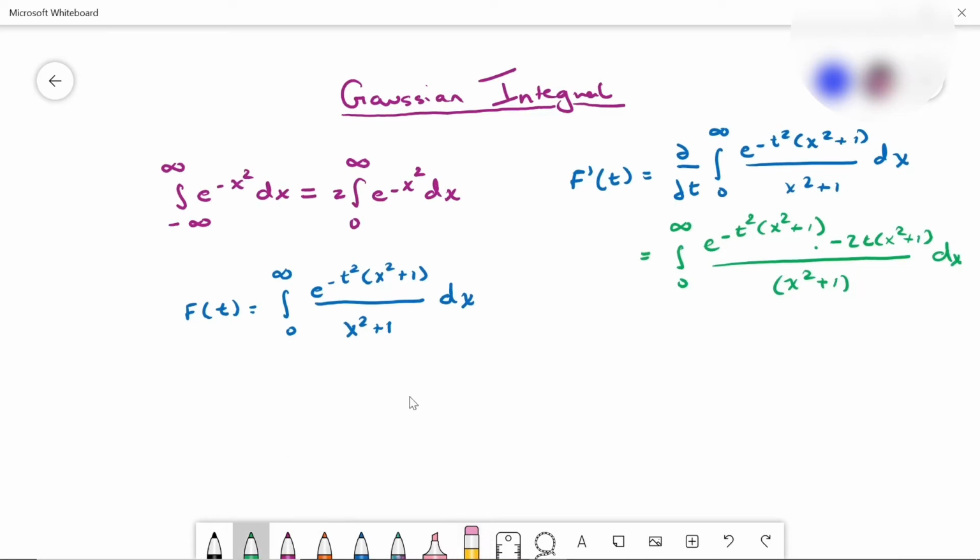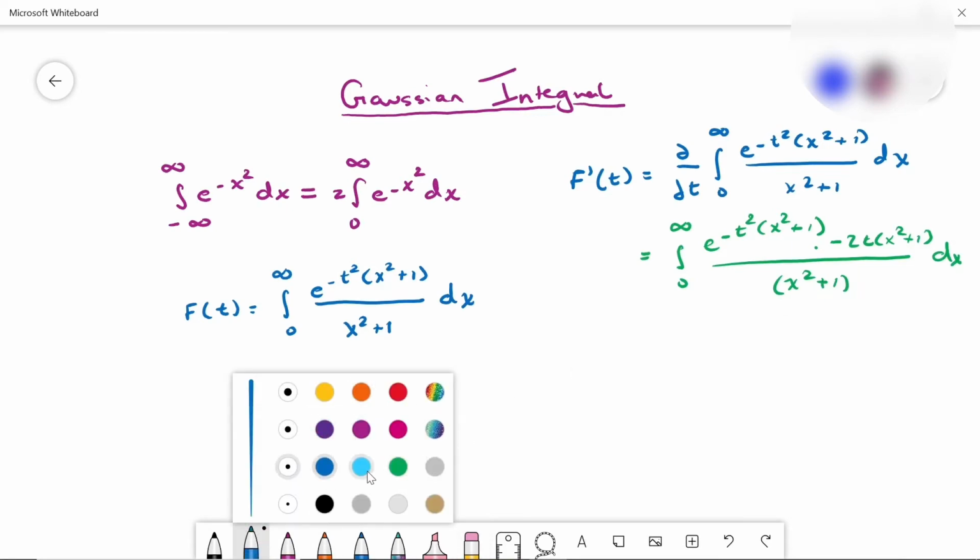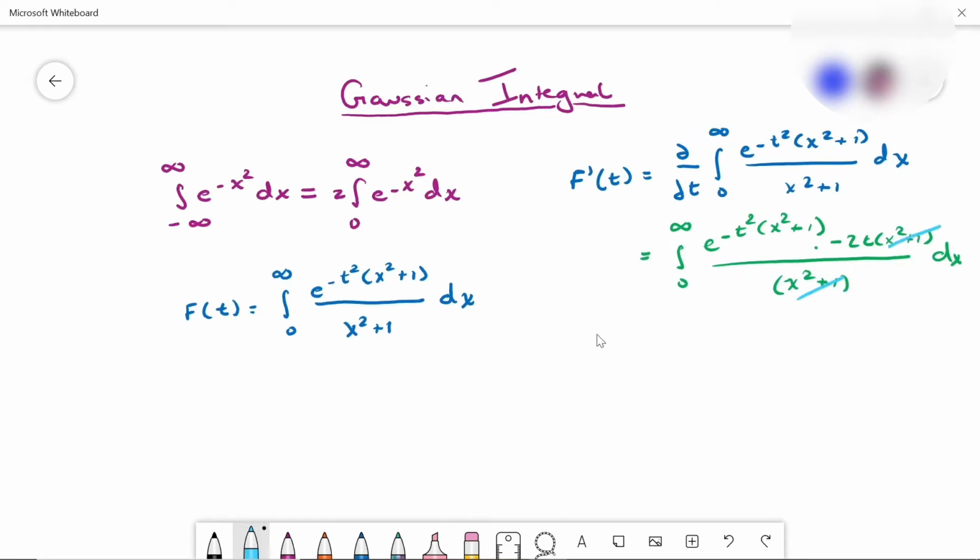Alright, so right off the bat, we notice that this and this just cancel out. I'm going to move the negative 2t outside. So I'm going to say this equals negative 2t times the integral from 0 to infinity of e to the minus t squared times x squared plus 1 dx. See how nicely we've differentiated this. So now I'm going to distribute the t squared throughout the power. So the top is going to become minus t squared x squared minus t squared.